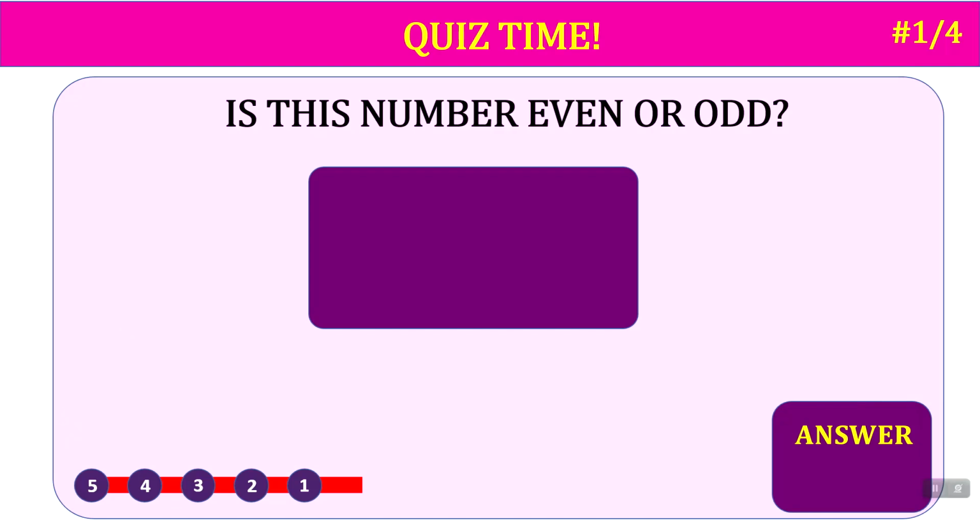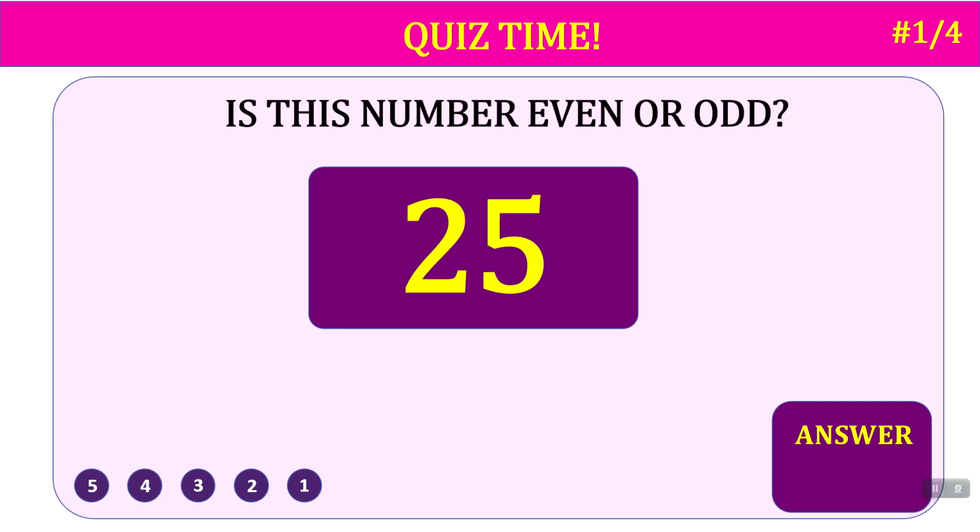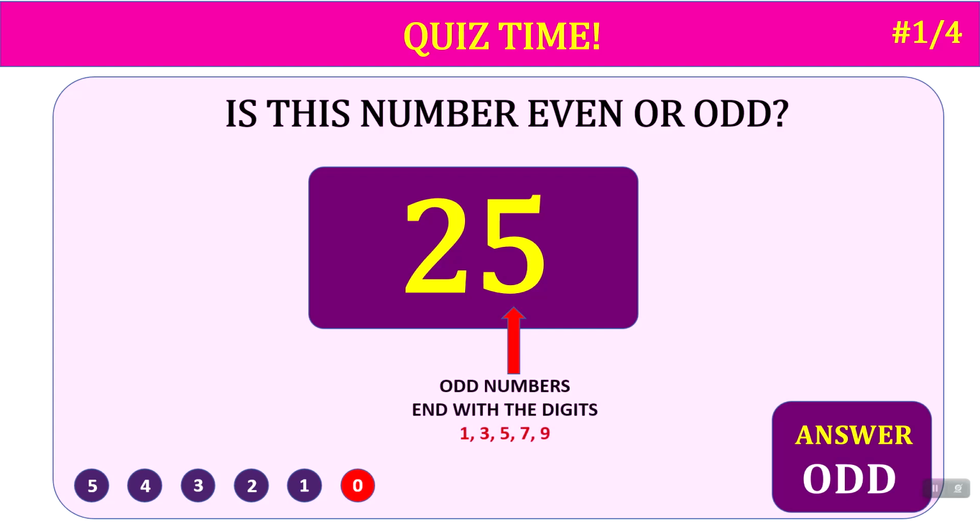Now it's quiz time. Is this number even or odd? You have 5 seconds to figure it out. 25. Time's up. The answer is it's odd. 25 ends with the digit 5, and we know odd numbers end with the digits 1, 3, 5, 7, or 9.